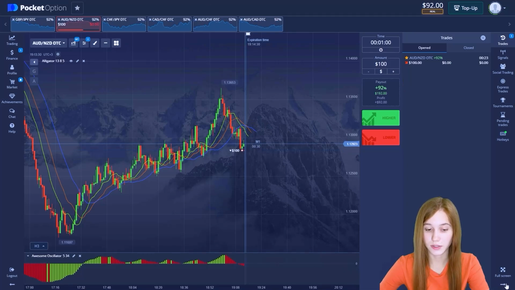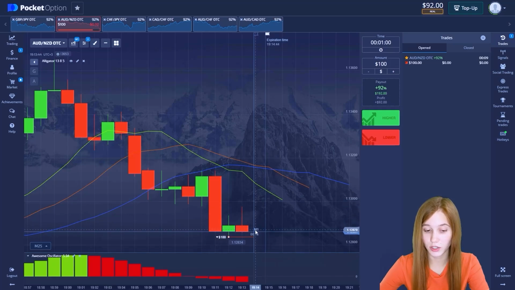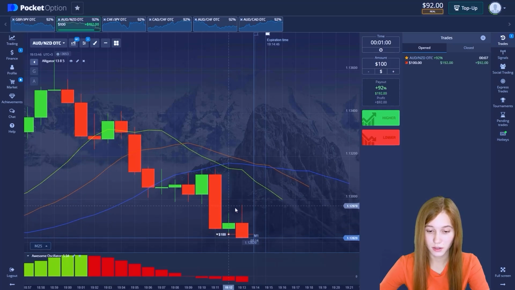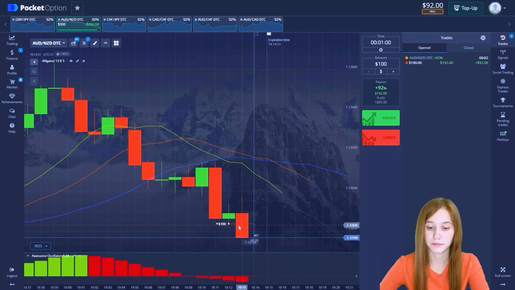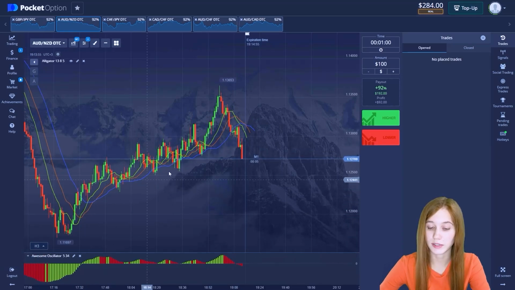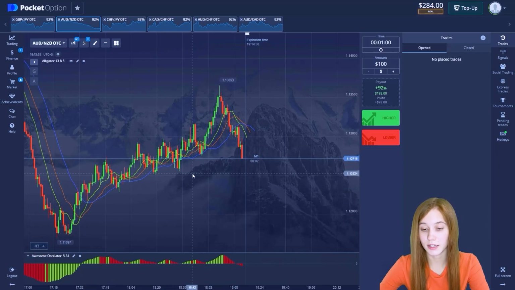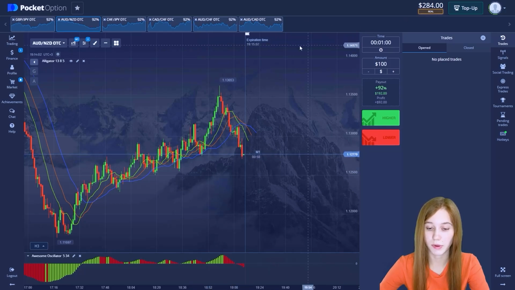18 seconds left until the end of our deal. At the moment we are still above our opening point. In this moment we see that our chart is starting to draw down. Quite pleasant in our situation. 3 seconds. And yeah, as I said, our profit is $92. Good. Our profit is in plus. Our balance is $284. And let's move on to the third currency pair.